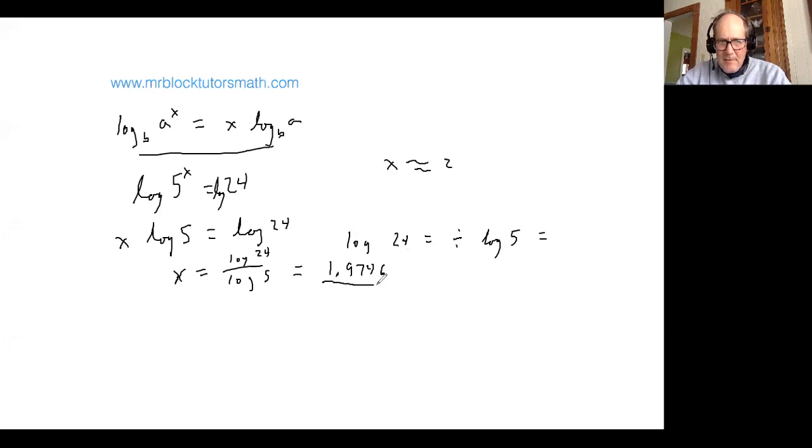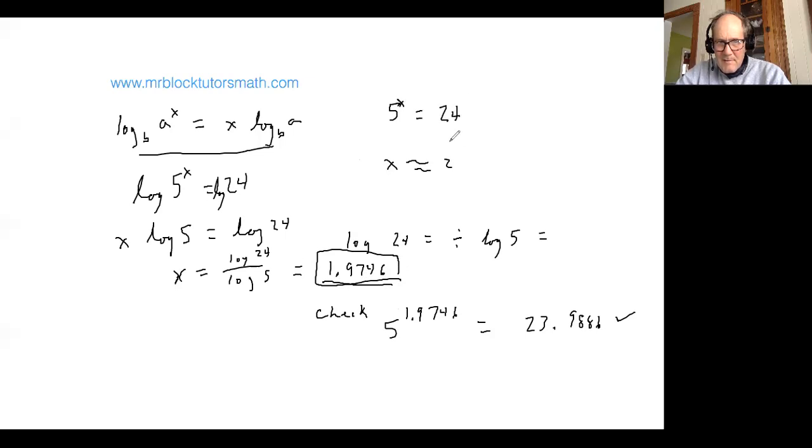Okay, I rounded it off. I got 1.9746. Let's do a check on that. Take 5 to the 1.9746, and I get approximately 23.9886. Check. I'm a little off because I rounded. See how that works? It's a very slick way to solve an exponential problem, this one being 5 to the x equals 24.